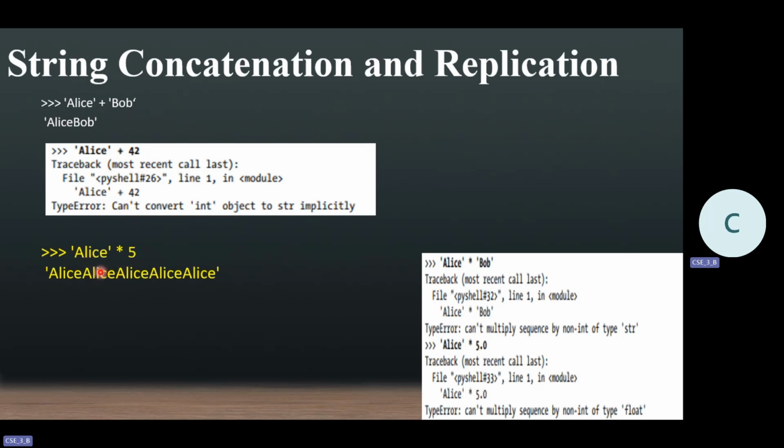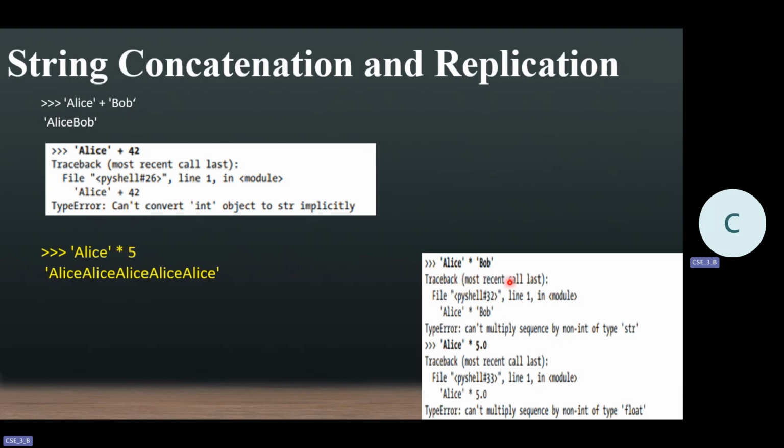So next we can see the replication operation. For example, this string value has to be replicated 5 times. So what is the result? When we use the multiplication symbol and give the integer value next to it, we can see the word Alice is multiplied, that is nothing but replicated, 5 times because we are using the multiplication symbol here.